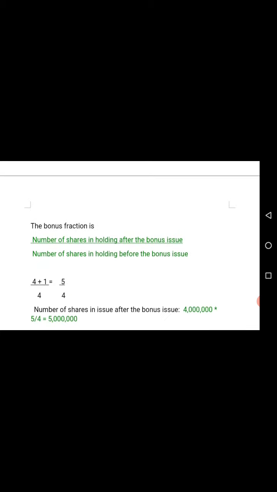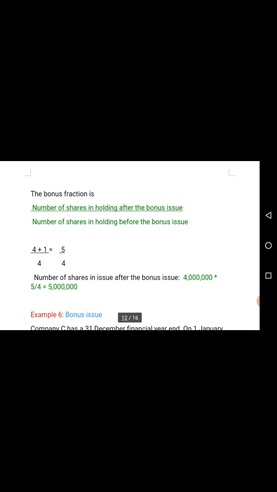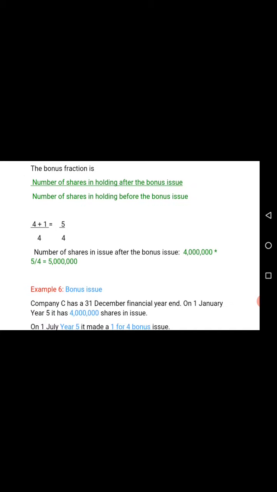So I have 5 divided by 4, as I said, after over before, new over old, 5 over 4. Number of shares in issue after the bonus. Now this is the total number of shares that the company would now own if it gives 1 for 4. So we have 5 over 4 times 4 million. So we have 5 million shares in total. It's quite easy because if you divide 4 million by 4, you get 1 million, then you add the 1 million to the 4 million, you get 5 million total shares. The calculations are quite easy here.